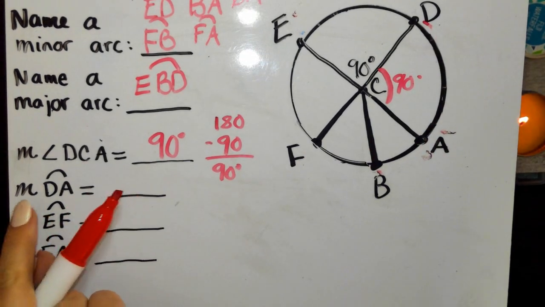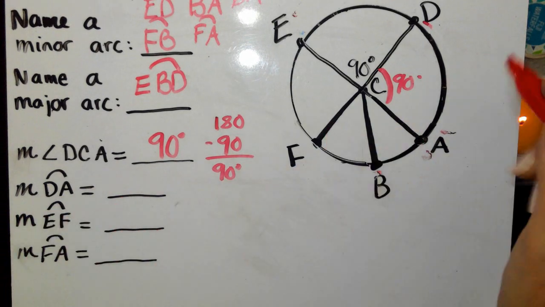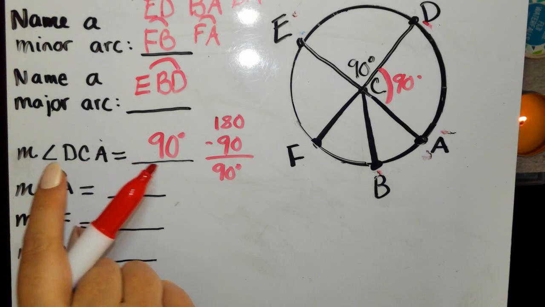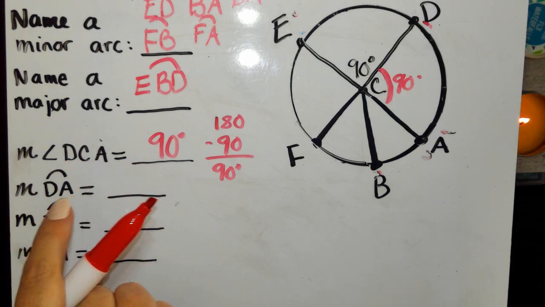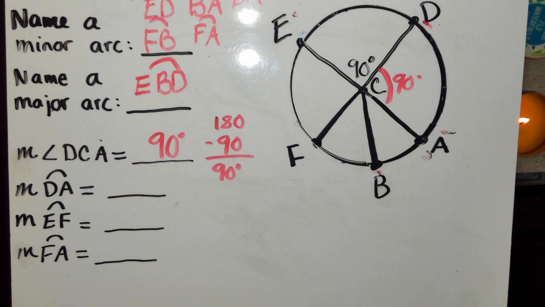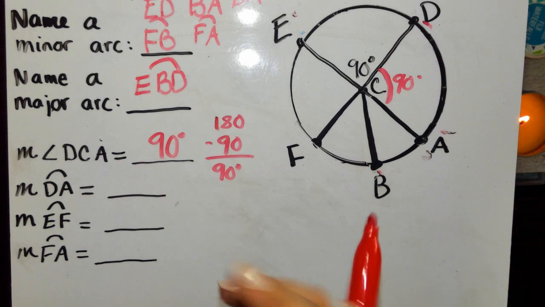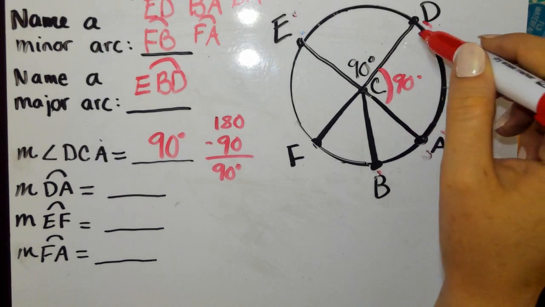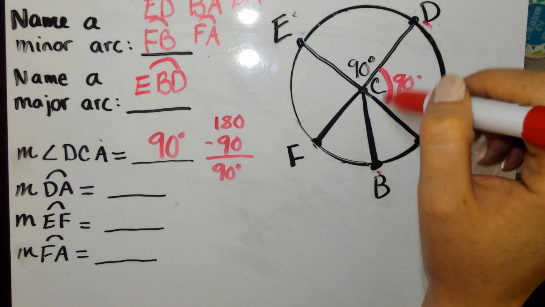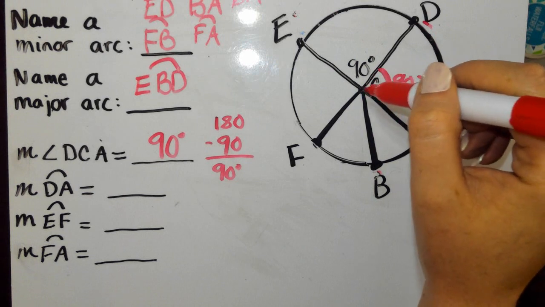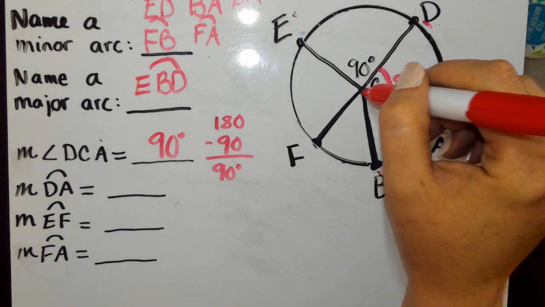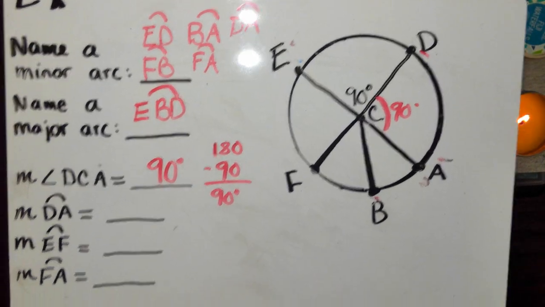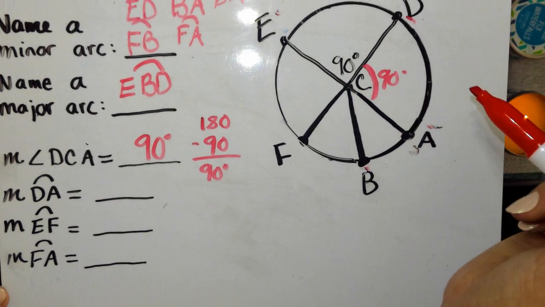Okay, next question. It asks us what the measure of arc DA is. So notice the different symbols here. We have an angle symbol for DCA. We have the arc symbol for DA. So again, as we just talked about, the measure of an arc is the same as the degree of the central angle. This is a central angle since it's connected to our center point C. I guess the problem should have specified that, but yeah, this is our center point C.